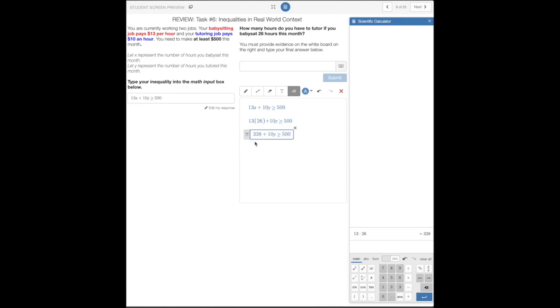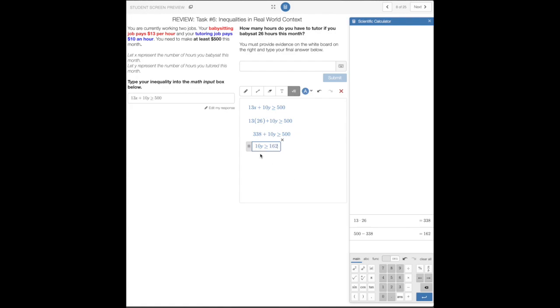Now I have to get rid of this 338 to get y by itself. So first I must get rid of this. I'm going to subtract 338 from both sides. So I need to know what is 500 minus 338. I'm going to press enter again. That's 162. So I'm left with 10y greater than or equal to 162.